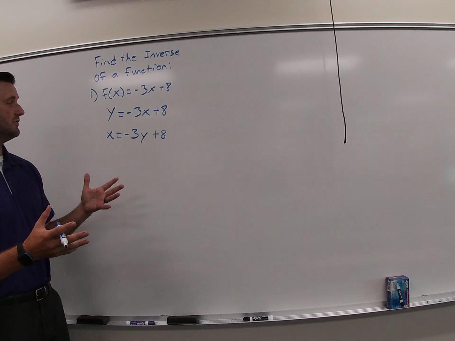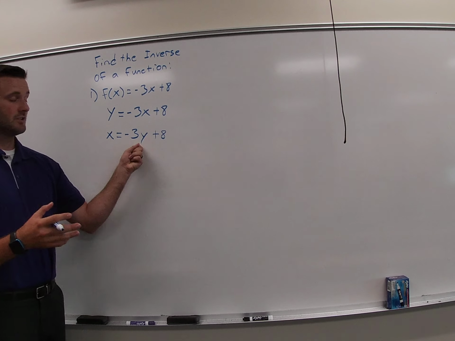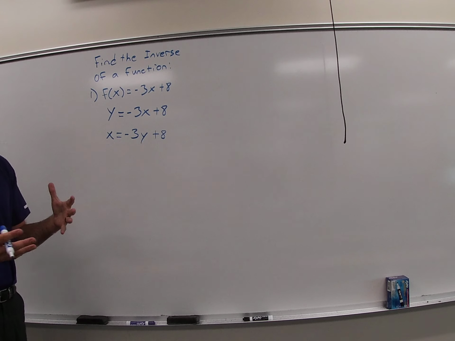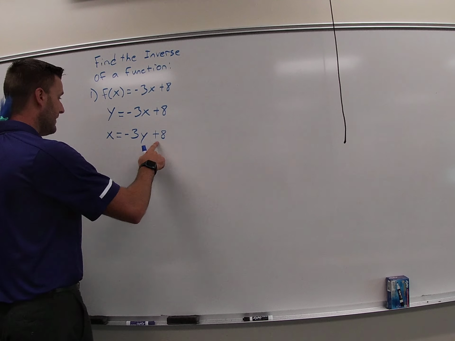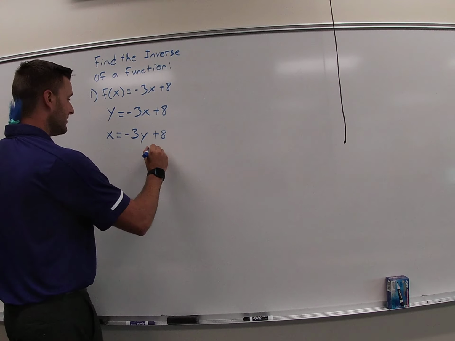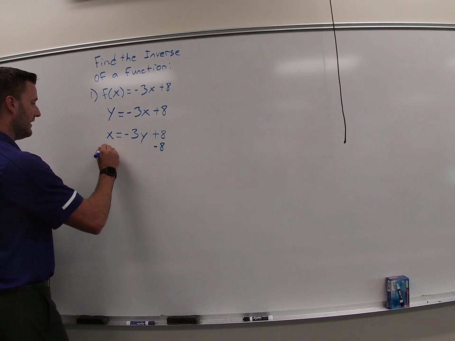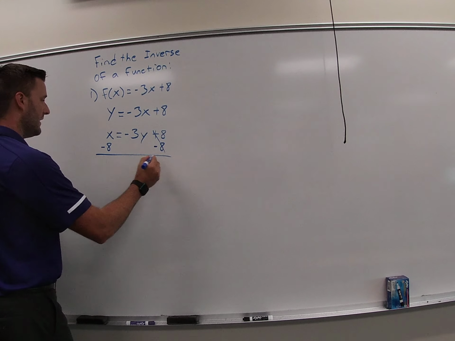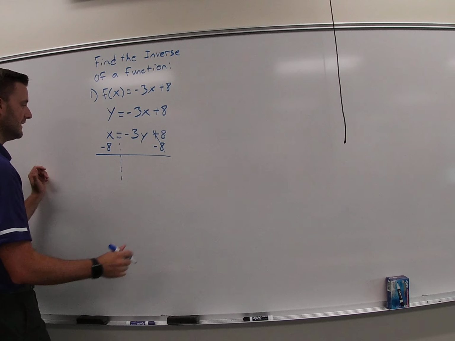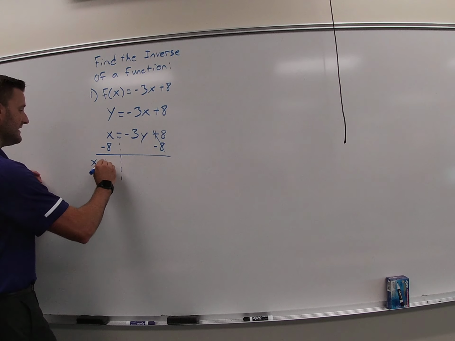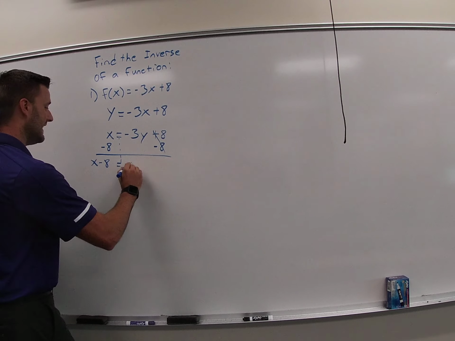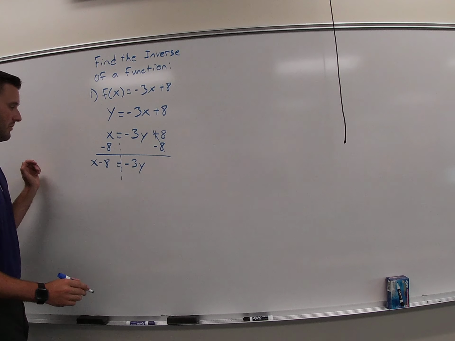Then all you have to do now is solve for y. So now I just need to solve for y, or isolate, or get y by itself. So I'm going to move everything over to the other side. So I'm going to subtract 8 from both sides, because I want to get everything away from y. You want to draw your wall, you can. So this is x minus 8 equals a negative 3 times y.